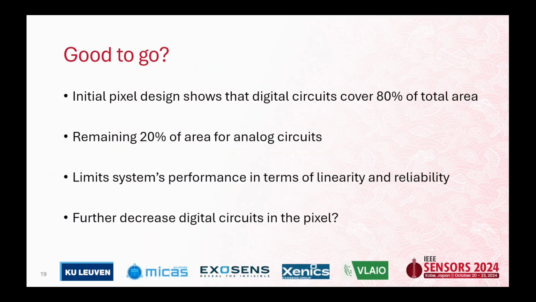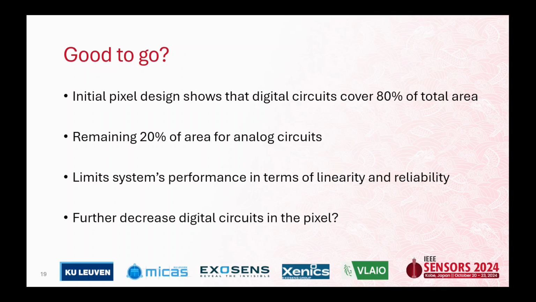Okay, so is it good to go? We made an initial design, an initial iteration, and we see that 80% of the area of the pixel is occupied by digital circuits, right? Meaning the remaining 20% will be occupied by the analog functionality that we still need in the pixel. Even though it's called a digital pixel, we still need analog functionality inside that pixel. And implementing this in a small area, we will need simple circuits and small transistor sizes, which actually limits our performance in terms of linearity, reliability, and noise, right?